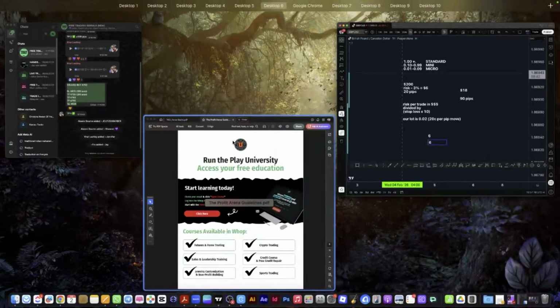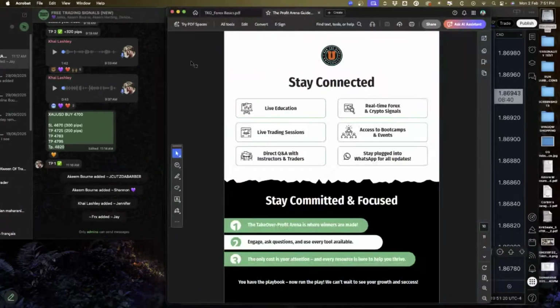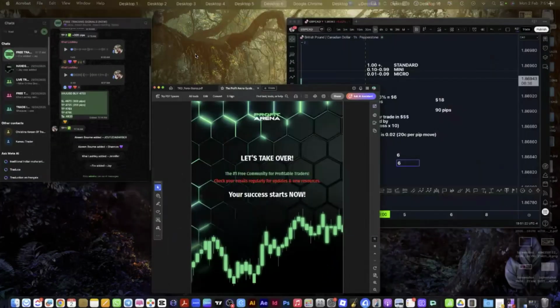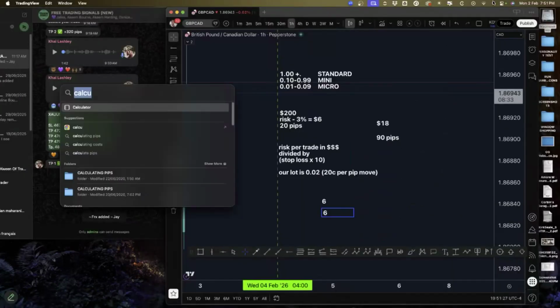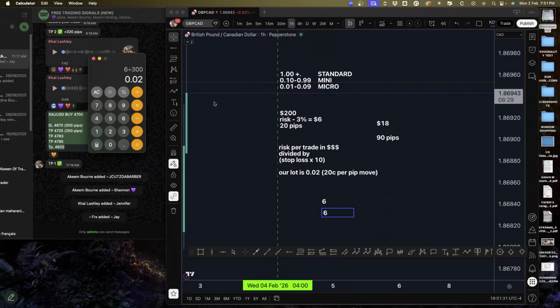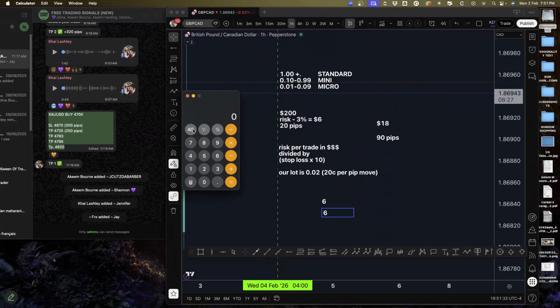I mean, the short answer is no, we can't take this trade. But 6 divided by 3,000 is 0.002. This is not a lot size that we can use, so we would not be able to take the trade if our balance is $200.